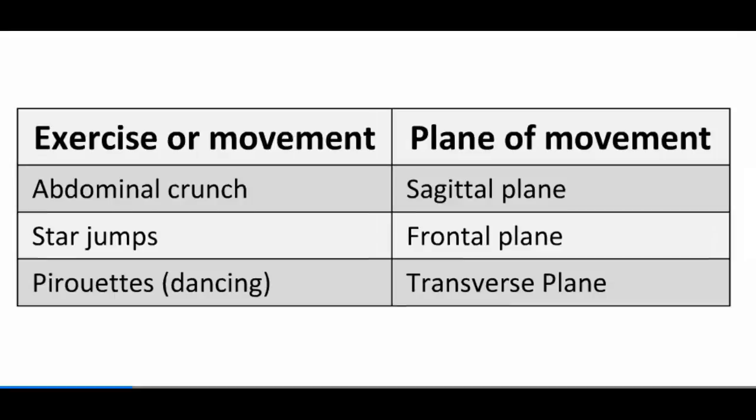The following are examples of common exercises and movement and their main plane of movement performance. Abdominal crunch, sagittal plane. Star jumps, frontal plane. Pirouettes, as in dancing, the transverse plane.